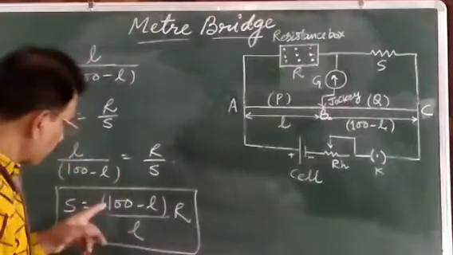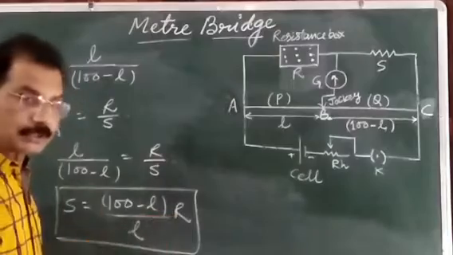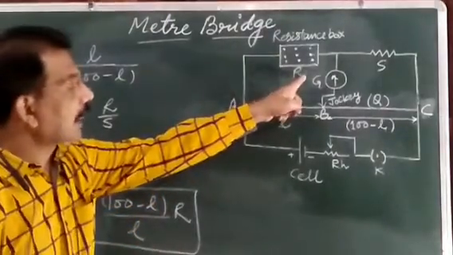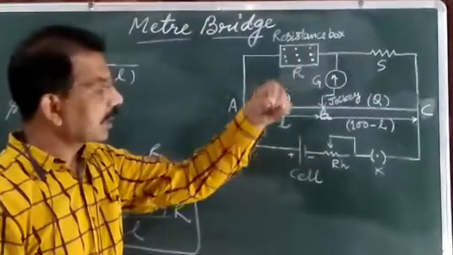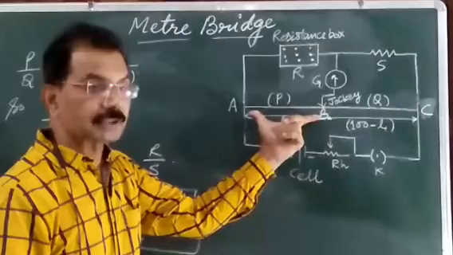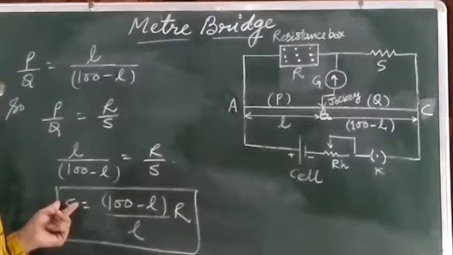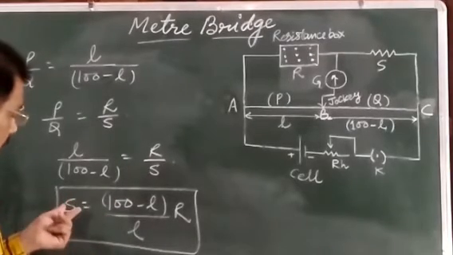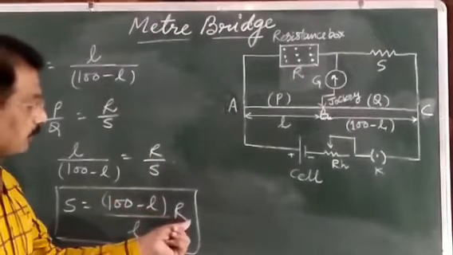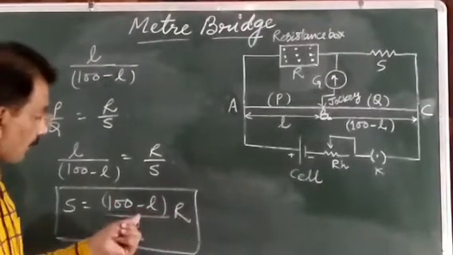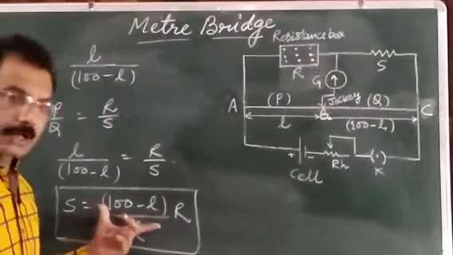And in this way, by using this formula, we can directly find the value of the unknown resistance for different values of R. When we take different resistances from this resistance box, every time the null deflection length will also come out different. But after calculation, the value of S will come. So in this way, you can say S is equal to (100 minus L) into the resistance taken from the resistance box, upon L. So simply by using this formula, we can find the value of the unknown resistance.